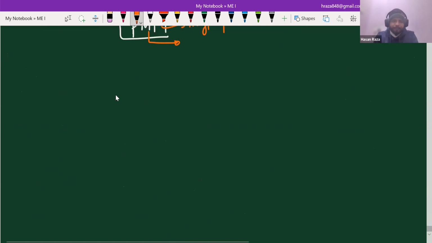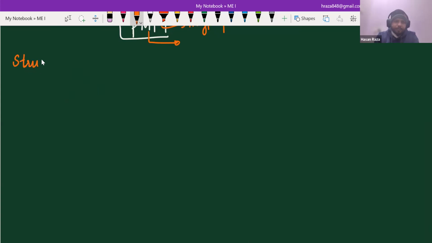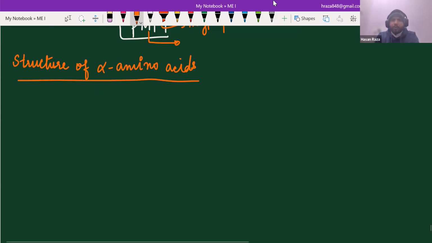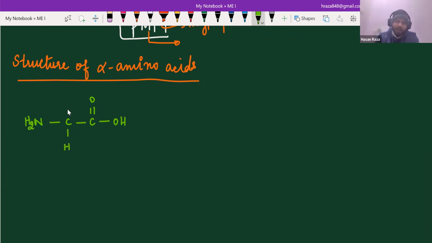Now see, the structure of alpha amino acids. First of all, I would like to write the structure of alpha amino acids. So you know this is your carboxylic acid, and this is your alpha carbon to which NH2 is connected. So it is an alpha amino acid, and this will be H, and there will be R or H, whatever it can be.